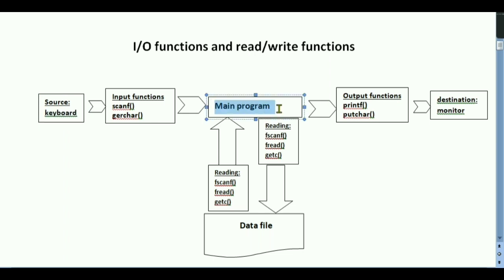Your main program is in the middle. Now you want to get some input. What will you use? You will use your input functions like scanf, getchar, etc. From what? From your source, that is the keyboard. So to take input from the user, it is the input to the main program.